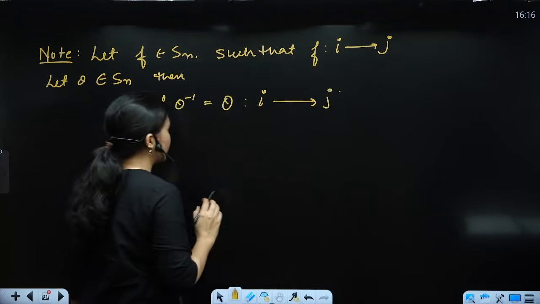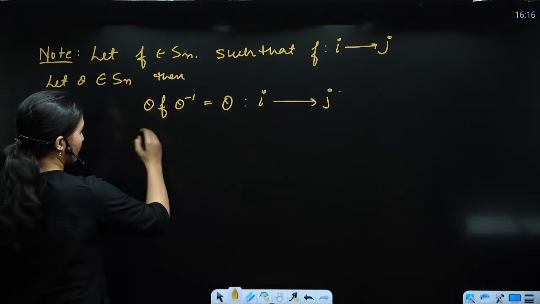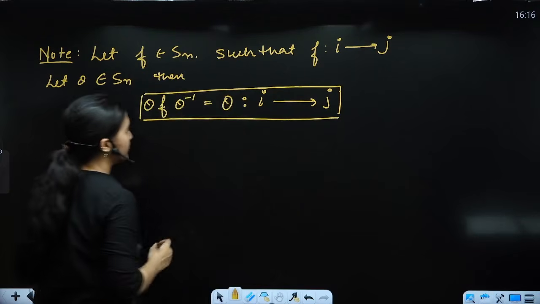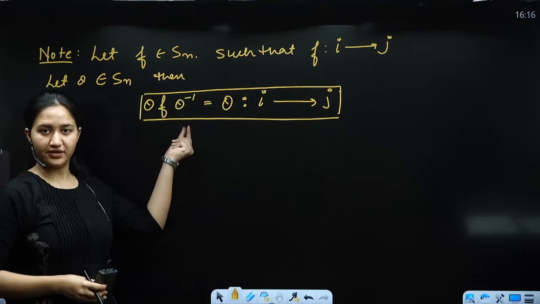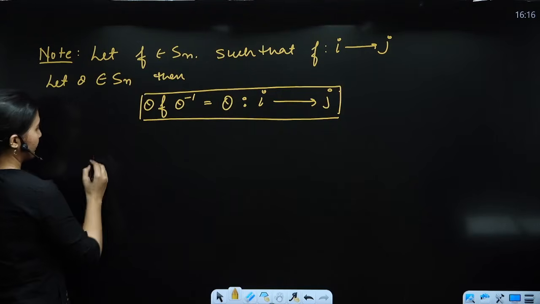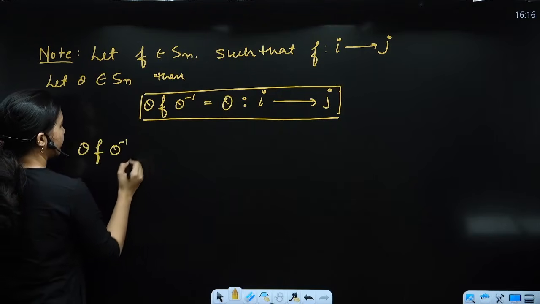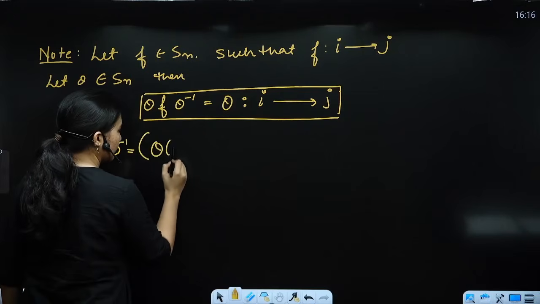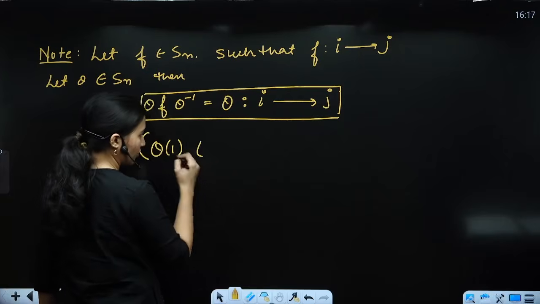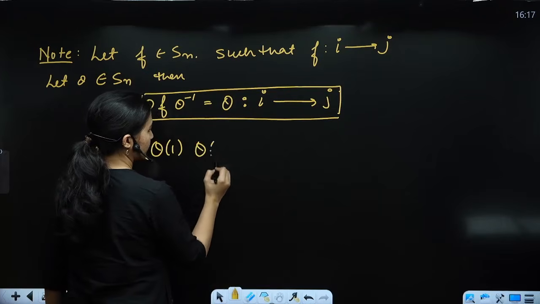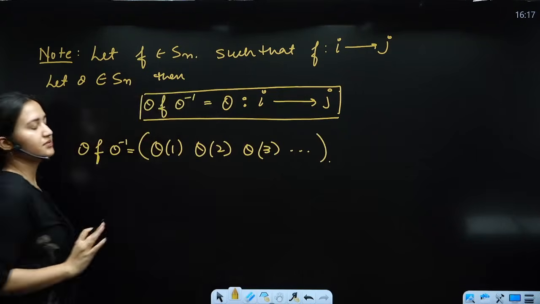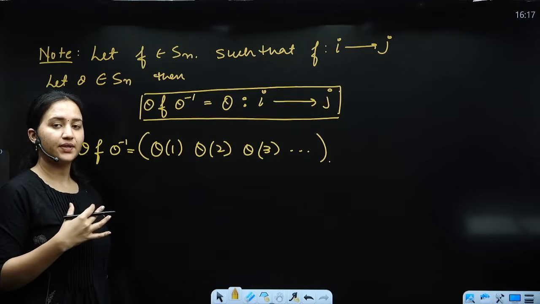Basically what is happening, what you're supposed to do is, whenever you are calculating the conjugate for any element, let's say you are calculating the conjugate for f here, and you're taking any theta from Sn group. So what you're supposed to do is simply write that theta inverse f theta is going to be equal to the image of 1 under theta, then the image of 2 under theta, and then image of 3 under theta, and so on. So this is going to be the answer permutation for you when you are calculating conjugate of an element.